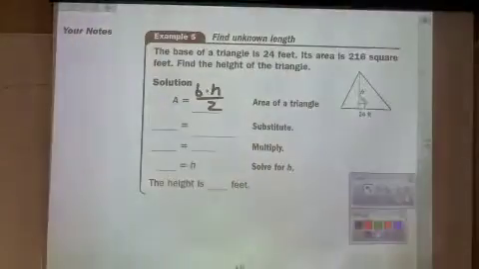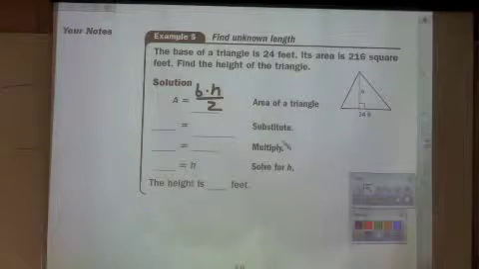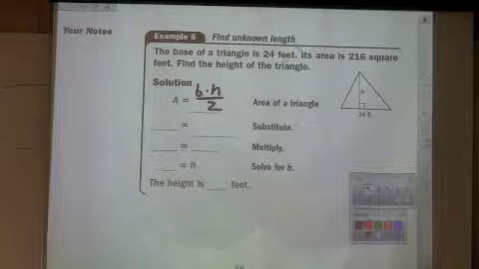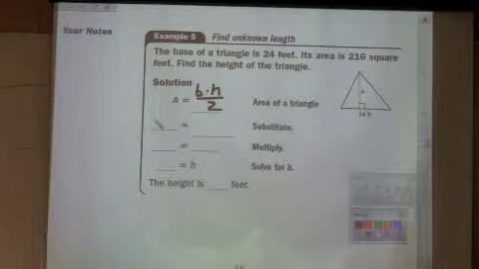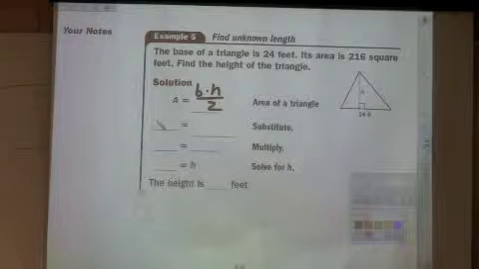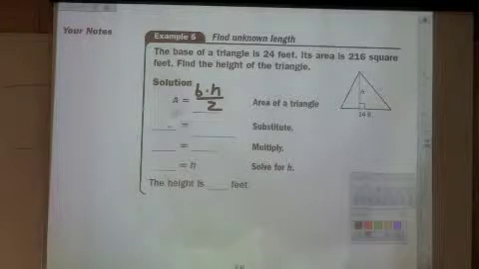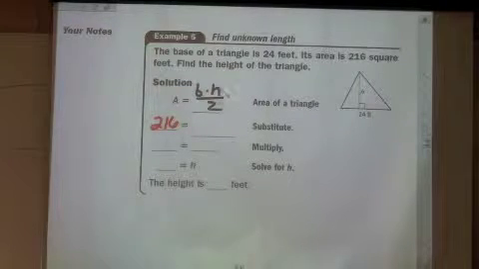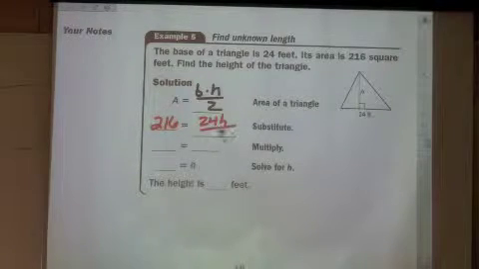What do you think, Malinsky? 24h, 24h over 2, because you know your base is 24 feet, right? So do we know the area already? Yep, so let's stick the 216 in for the area. And like Malinsky said, the base is 24. We're looking for the height. And we got to divide by 2.